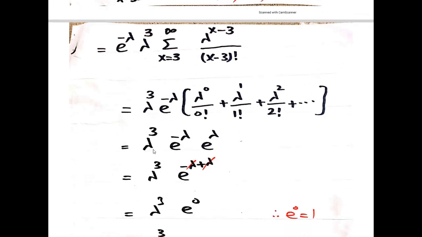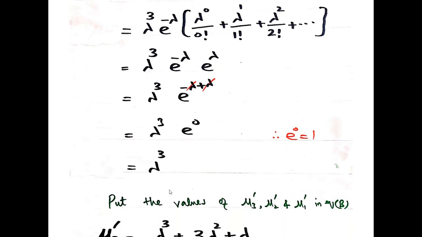Expand this summation sign, put here x = 3 because the random variable starts from 3. Lambda^(3-3) over (3-3) factorial, lambda^0 over 0 factorial plus lambda^1 over 1 factorial plus lambda^2 over 2 factorial plus so on. Lambda^3 e^-lambda, when we equate this, is equal to e^lambda. The bases are the same, so we add the powers, this minus lambda cuts with plus lambda, e^0, as you know e^0 is equal to 1, so we are left with lambda^3.